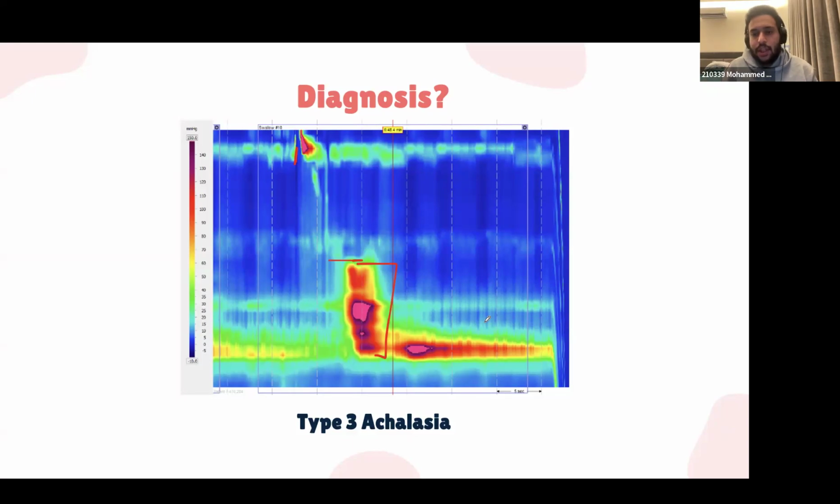To answer your question, not all typically. It's mostly type 1 that will have the bird's beak appearance. The reason is that in type 1 achalasia there's absent peristalsis, and at the bird's beak the lower esophageal sphincter is closed. That's why you have the beak itself. Everything proximal to this obstruction is dilated. So there's no peristalsis.